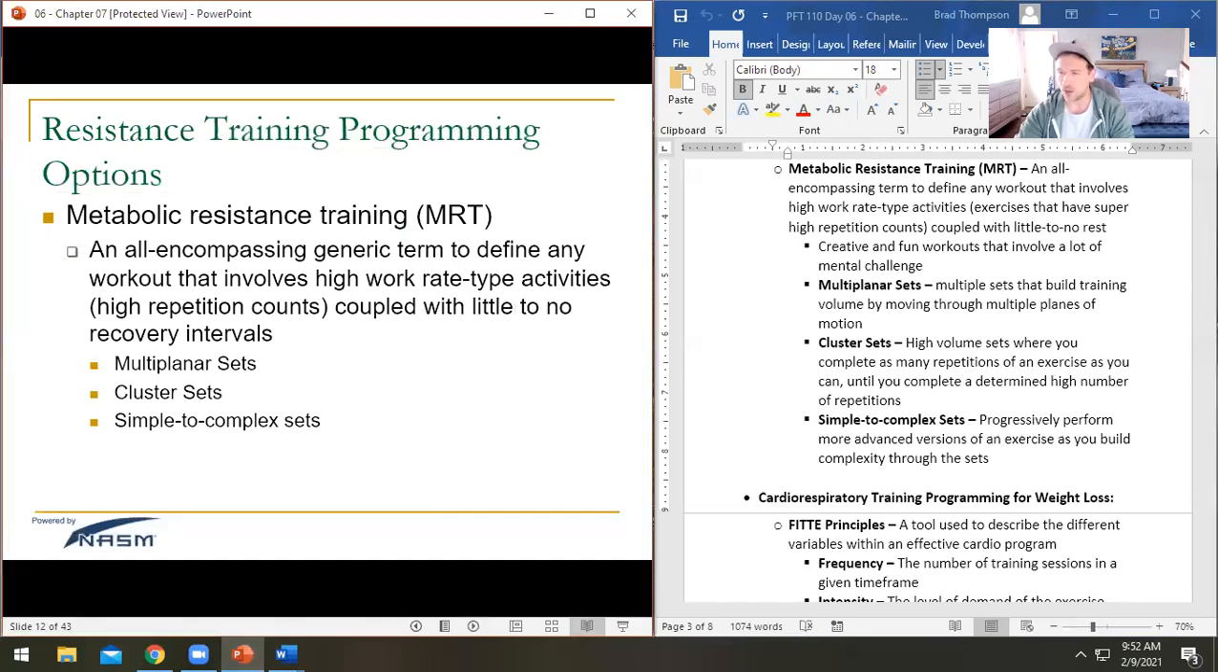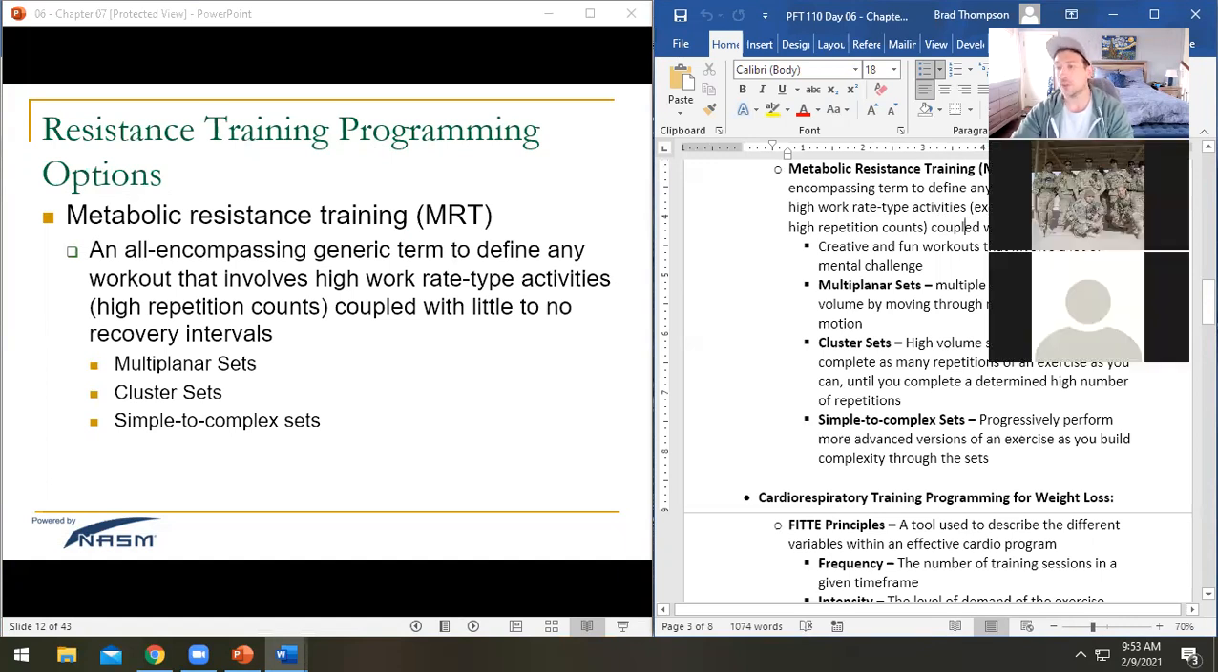When I say metabolic resistance training, or MRT, it defines any workout that involves what we call high work rate type activities. That basically means exercises that have a super high repetition range, coupled with little to no rest. So these also feel a little bit like circuit training. I'm sure everybody in here has done some type of workout in some type of environment where, like we've been describing all day today, Brad really hasn't gone over 12 repetitions. And that's because I've been focusing primarily on developing strength.